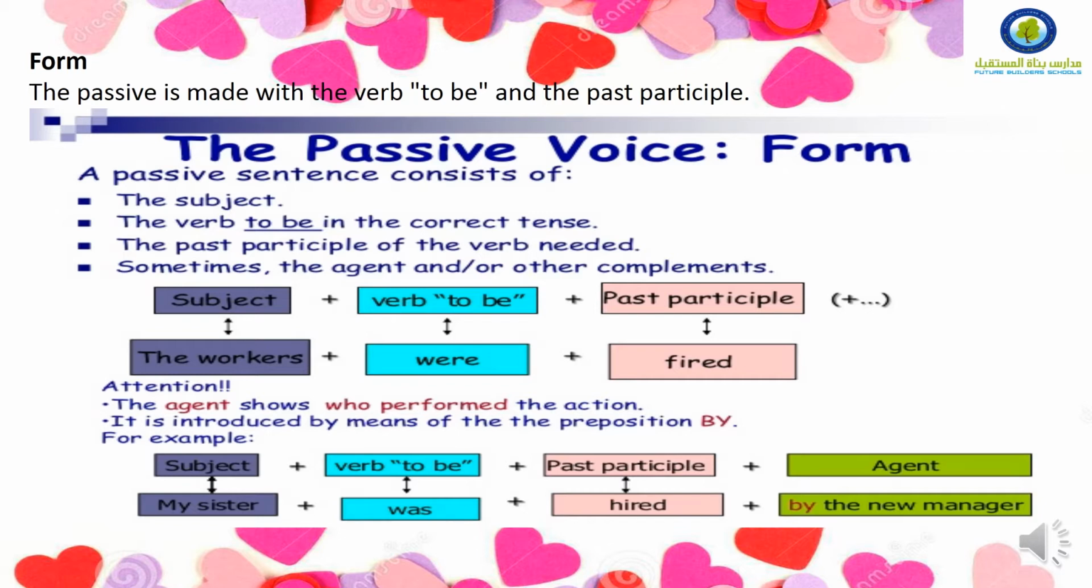Is it a passive or active sentence? هاي الجملة مبني للمعلوم or مبني للمجهول. As you see, was hired. You have one of verb to be and you have verb 3. So it is a passive sentence. By the new manager. New manager here we call it agent أو نائب الفاعل, because it was what? The subject of the active. Now it becomes the agent, we put it after by. So my sister was hired. وظفت أختي. وظفت. By whom? By the new manager. So this is a passive sentence.